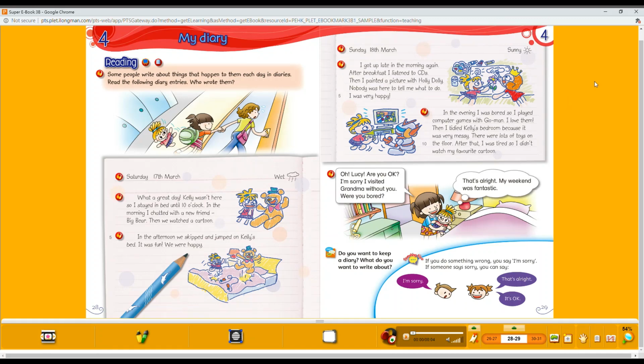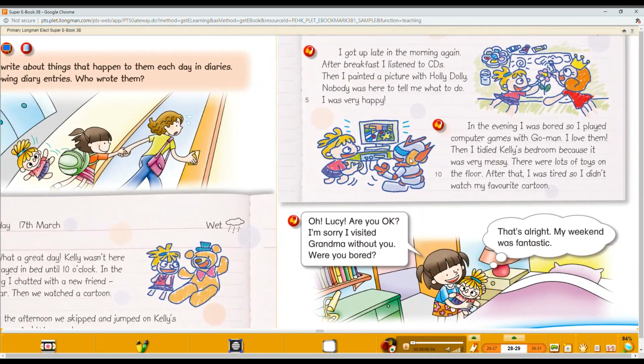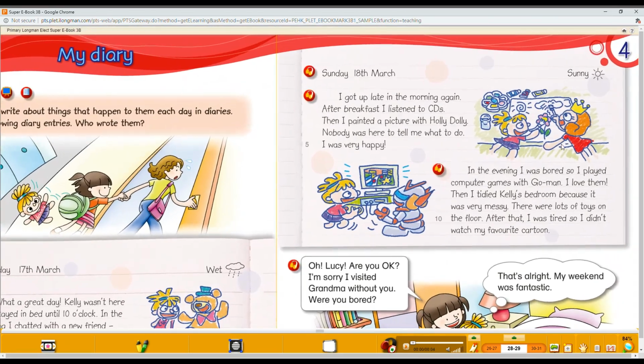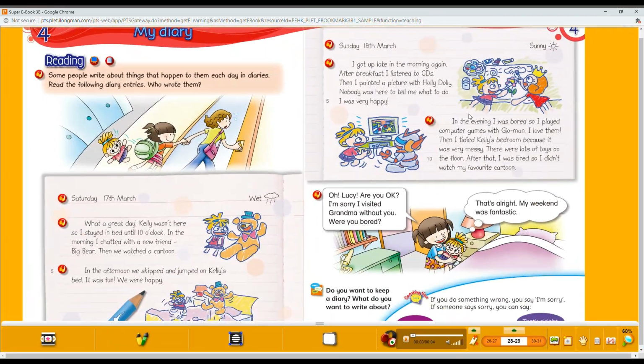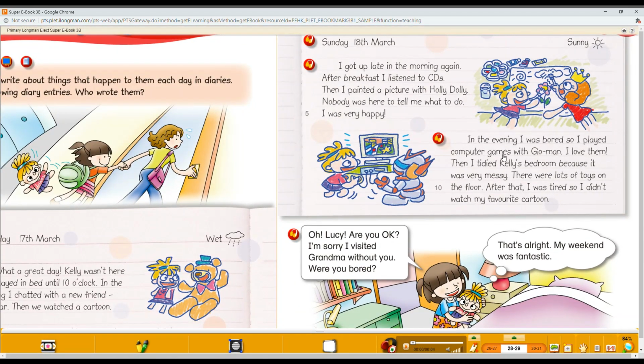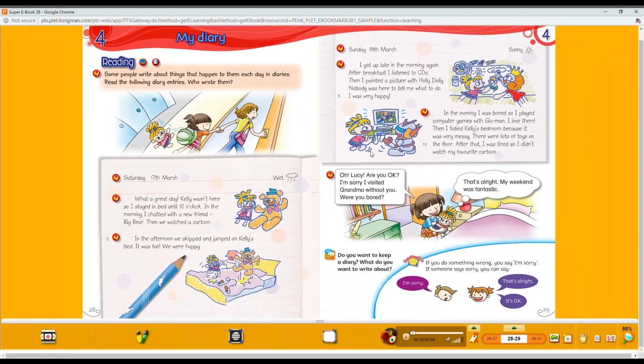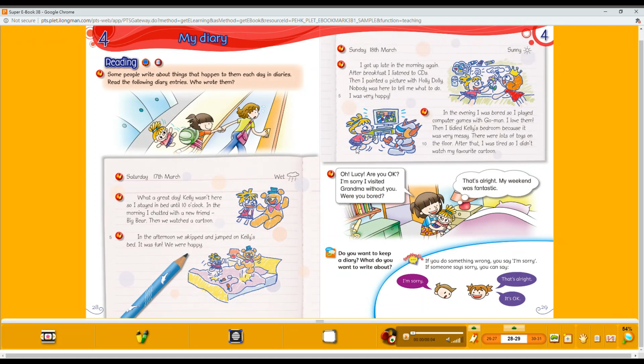Ta-da! There is an extra question for the post-reading. So, question 3. Who played computer games with Lucy? Was it Big Bear? Was it Go-Man? Was it Holly Dolly? Or was it Kelly? Who played computer games with Lucy? Please click your answers in the flip lesson now.